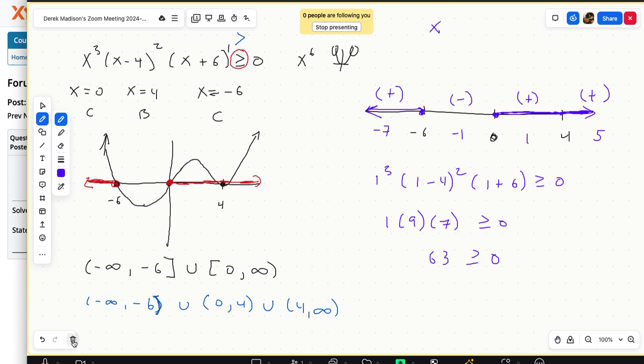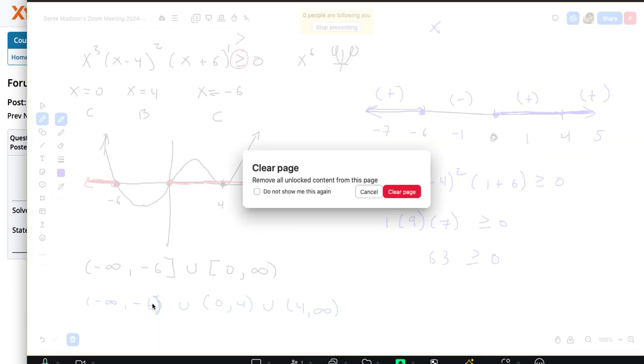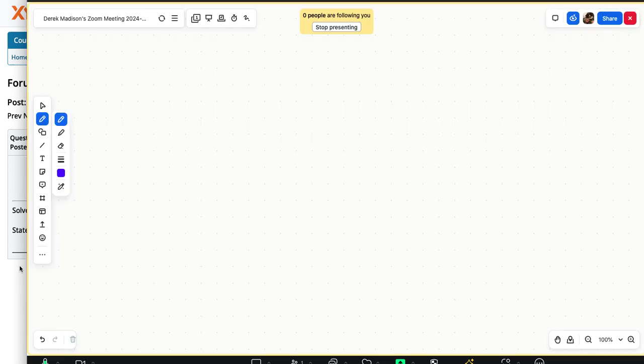Actually, let me clear this. And let me just show you one more where that would be useful. Let's say we had x minus 5 over x plus 1 greater than or equal to 0.